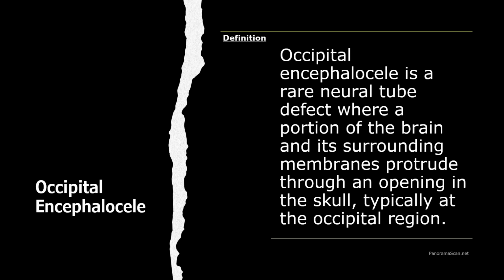Occipital encephalocele is a rare neural tube defect where a portion of the brain, along with its surrounding membranes, protrudes through an opening in the skull. This opening is typically located at the occipital region. This is the most common area, which is at the back of the neck, of course.